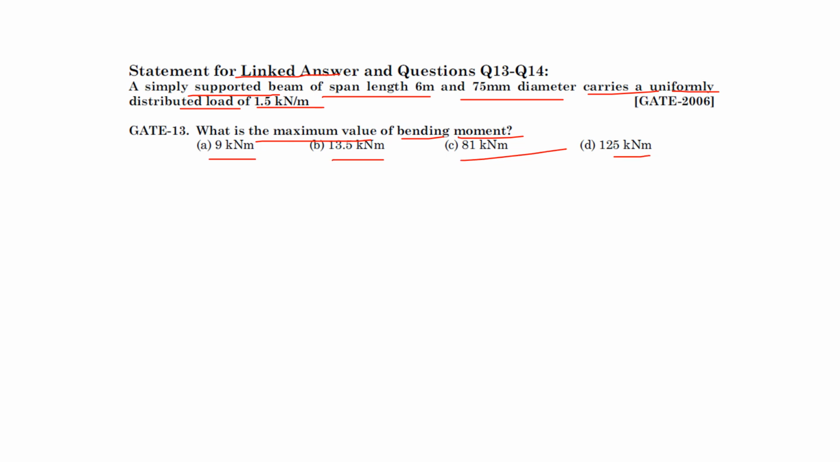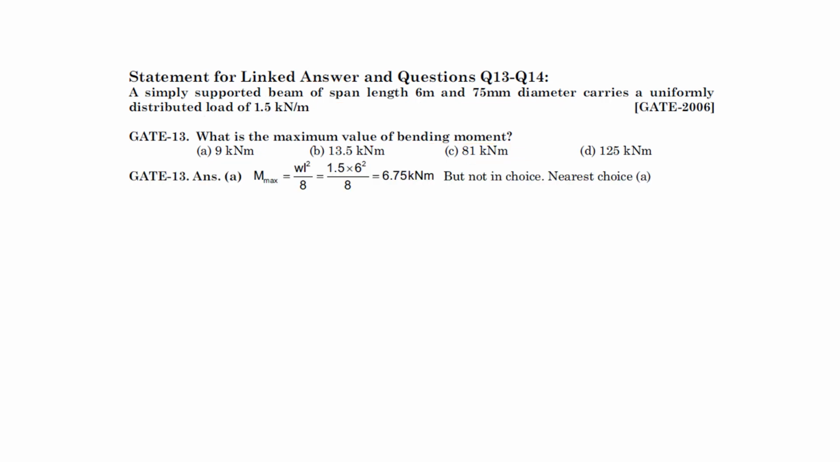This is also like the previous question. It's a formula question. So again, it's M max, similar question, WL square by 8. All the values are given. Just put here 1.5 into 6 square by 8. If you simplify, you get 6.75 kilonewton meter. Same question they have asked, just changed the data. So the answer is E. Anyway, this option is not given, but we have to choose the nearby value. So the answer is A.